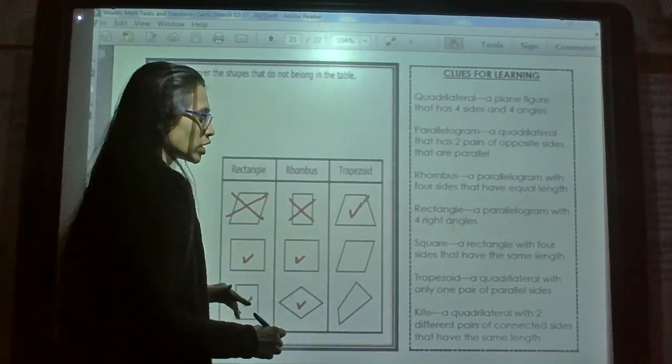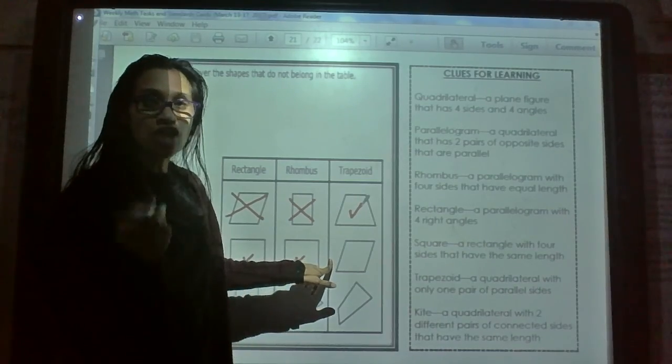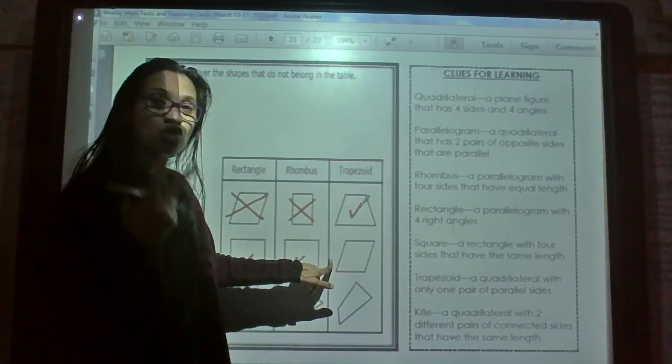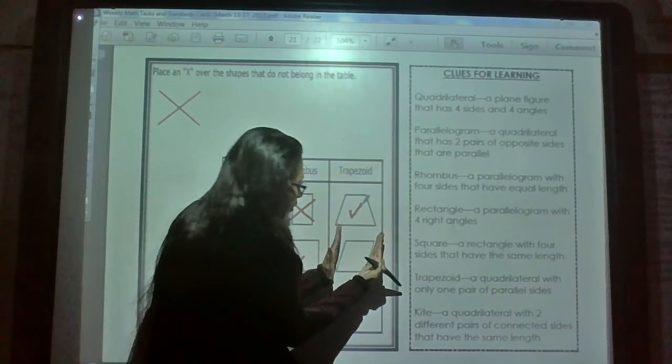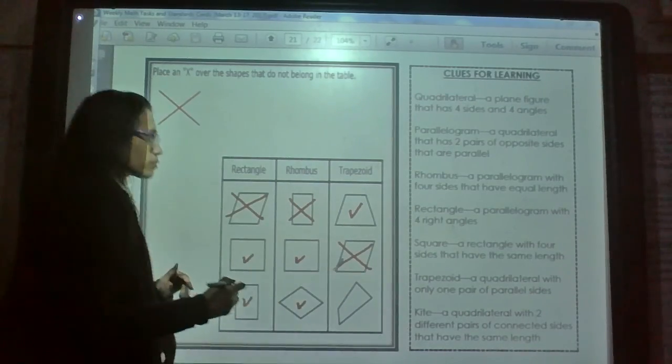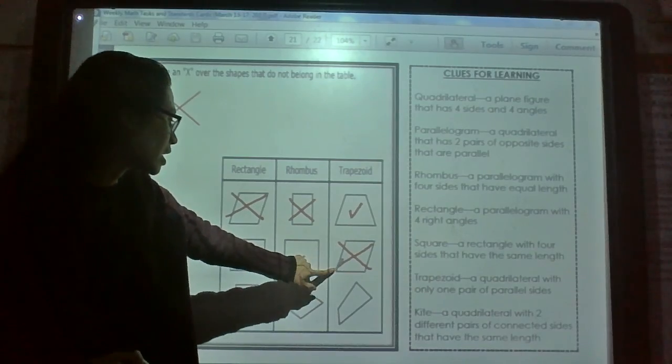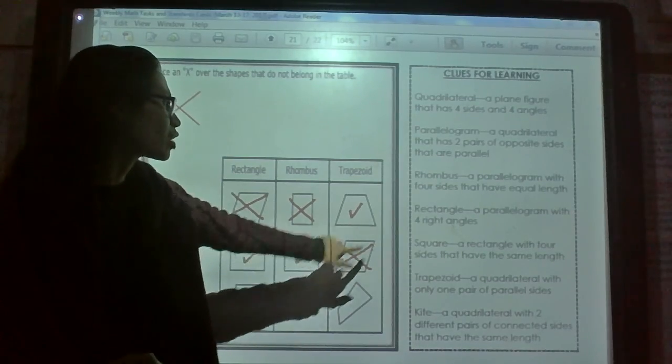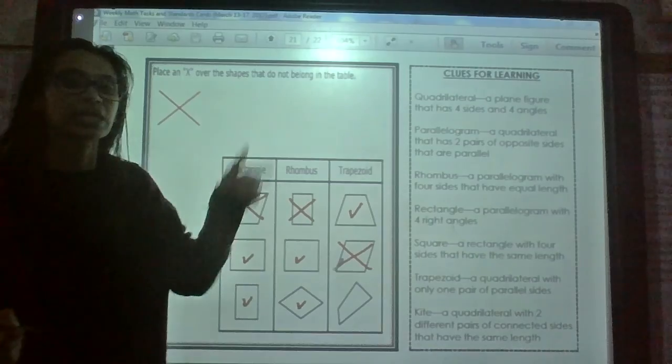Look at the next one. Is this a trapezoid? No, because there are 2 pairs of parallel lines. Look, that's parallel and that's parallel. So that is not a trapezoid. What is that? That is a parallelogram, and it looks like a rhombus also because it has equal sides.